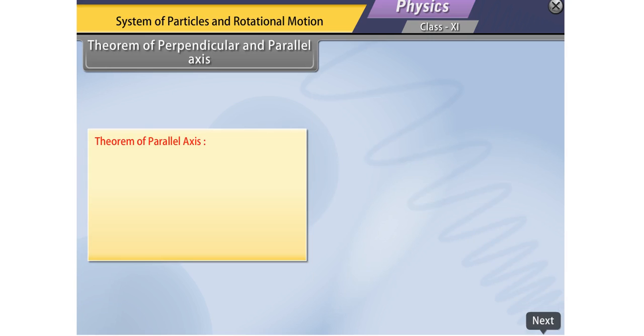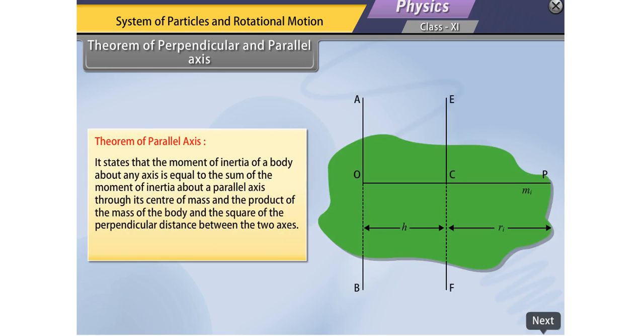Theorem of parallel axis states that the moment of inertia of a body about any axis is equal to the sum of the moment of inertia about a parallel axis through its center of mass and the product of the mass of the body and the square of the perpendicular distance between the two axes. I is equal to I CM plus M h square.